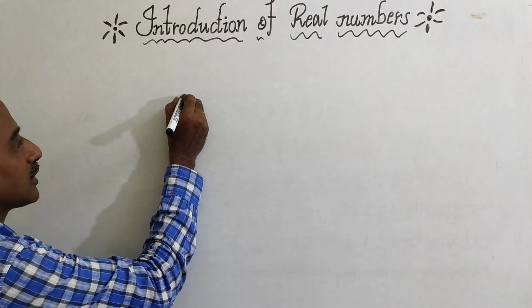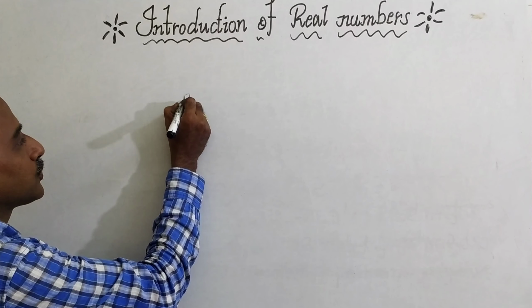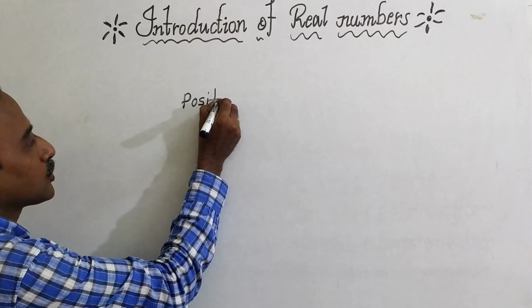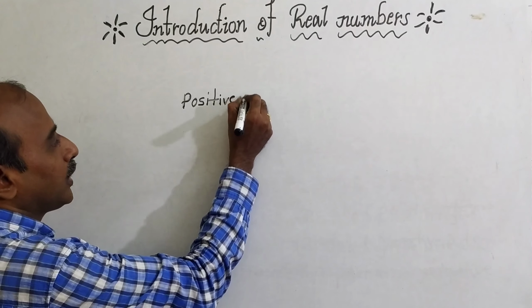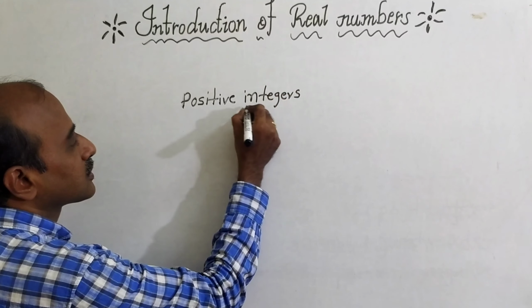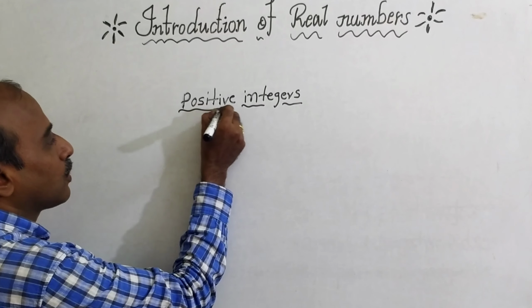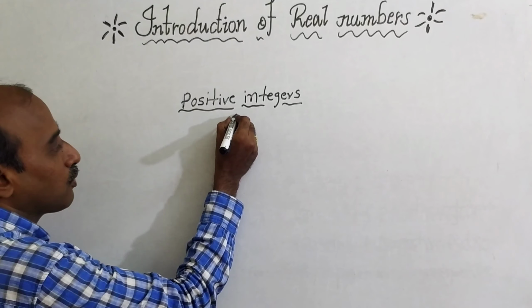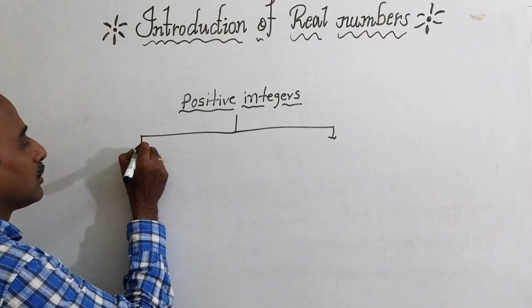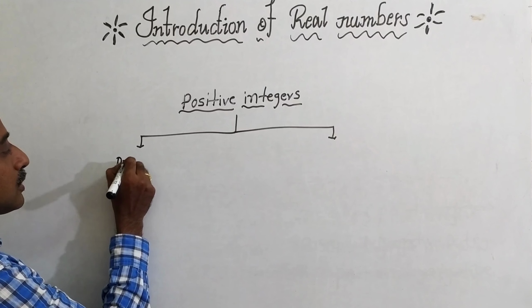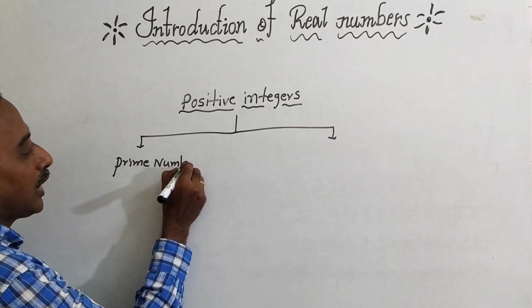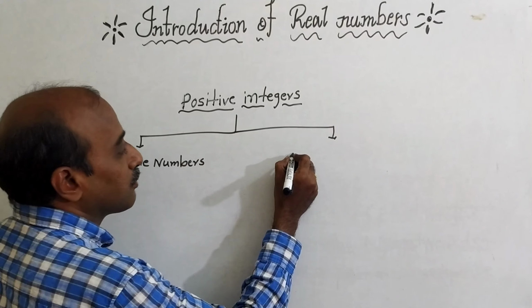Now come to positive integers. We can divide positive integers into two parts. One is the prime numbers, another one is the composite numbers.